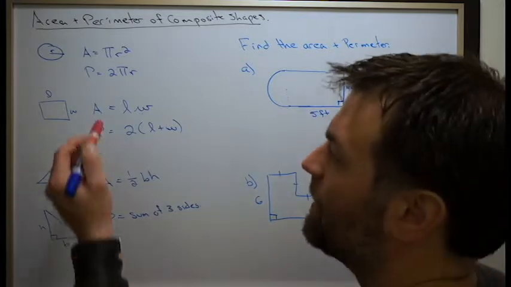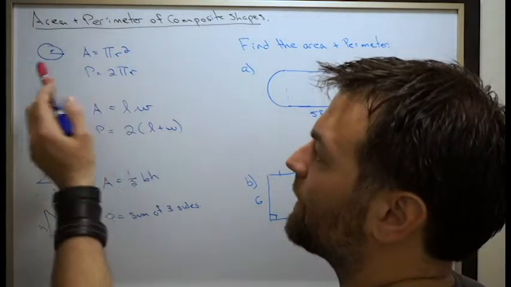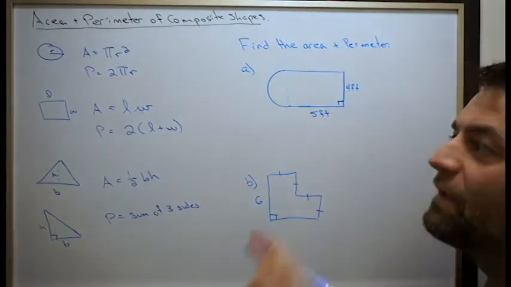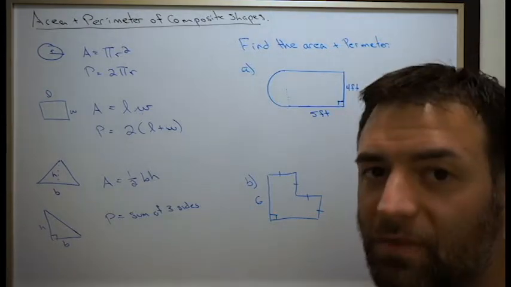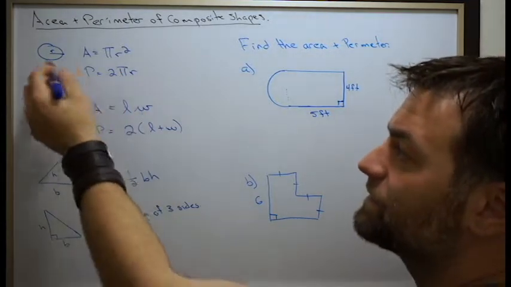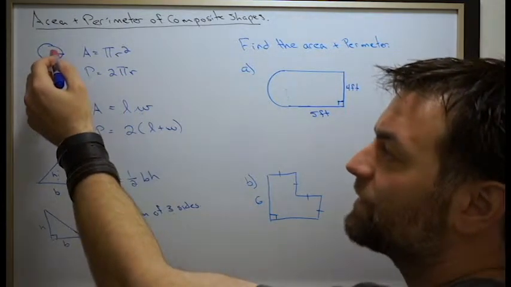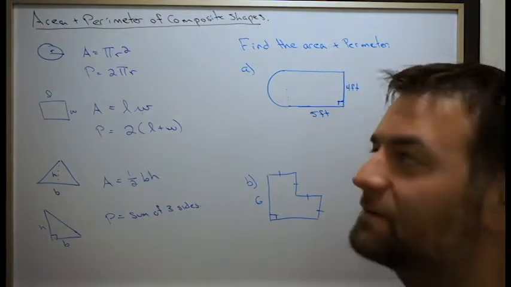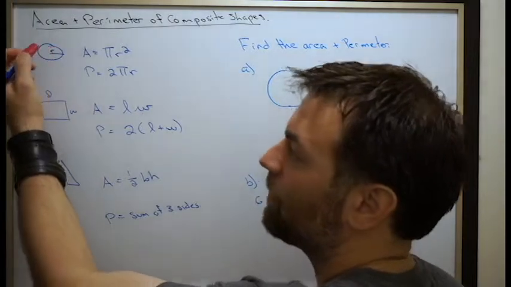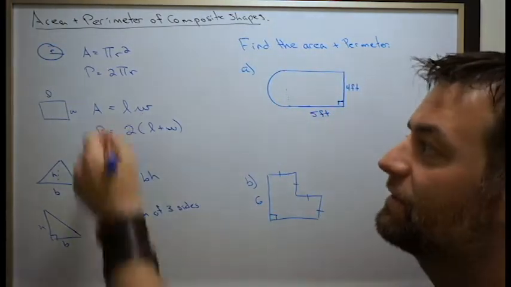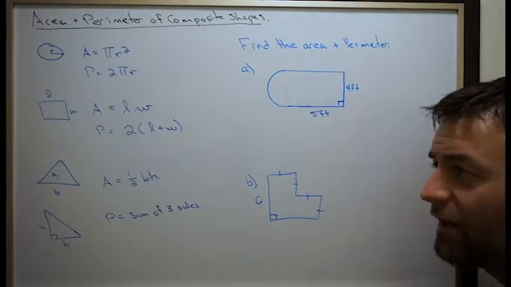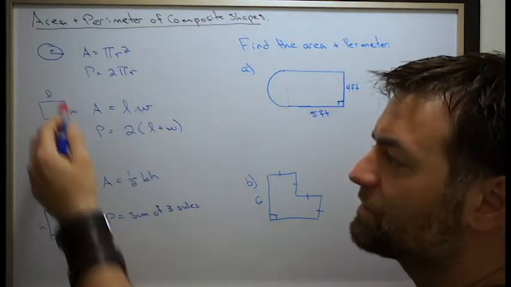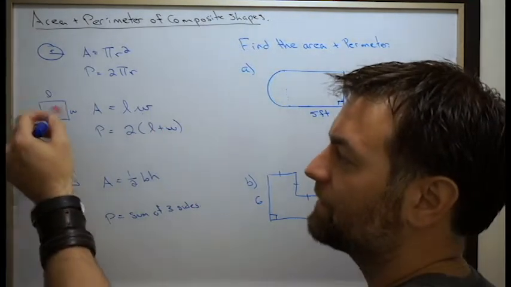So for the circle, the area is pi r squared, and r being the radius or halfway across the circle. Perimeter is 2 pi r, so 2 times the radius and times pi. You may also see it as pi d, d being the diameter, which is all the way across, or twice the radius, thus the 2r. Area of a rectangle, length times width. Perimeter is twice the length plus the width, because there's 2 lengths and 2 widths when you go all the way around.